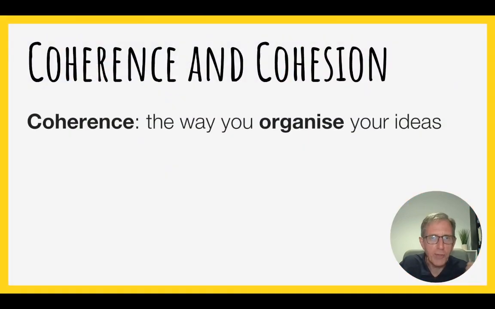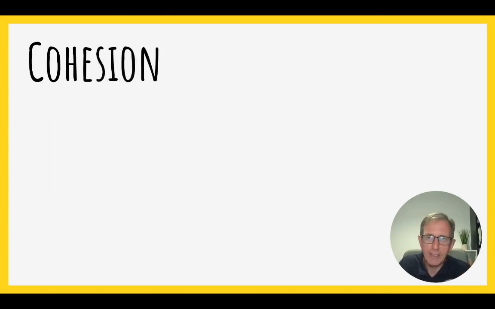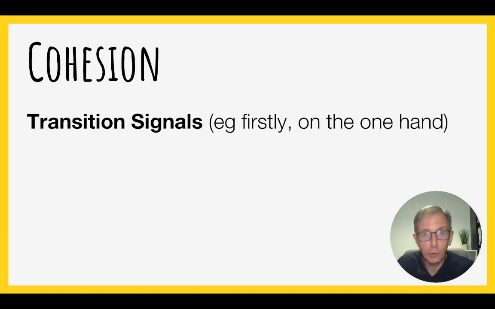It's one of the 4 assessment criteria, along with task response, lexical resource, and grammatical range and accuracy. Coherence is concerned with the way that you organize your ideas. Cohesion is the way that you connect your ideas. And there are many ways to create cohesion in your writing. One of the most commonly used is transition signals. You probably use these a lot in your writing. Words or phrases like firstly, on the one hand, on the other hand, for example, for instance, in conclusion. There are lots of transition signals that you can use.